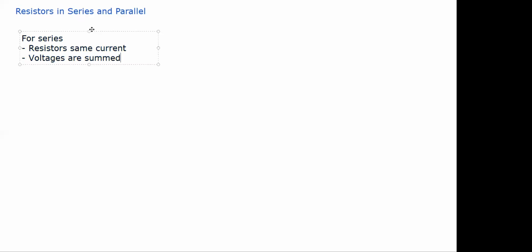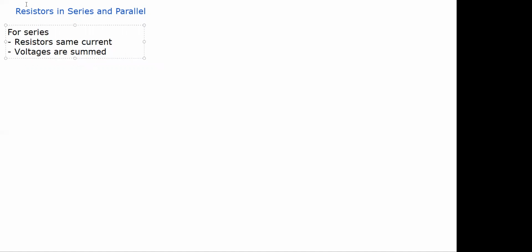So for series, this is what we saw. Resistors always have the same current, and their voltages, you add their voltages. So voltages are summed. Let me draw a quick picture about that, just by way of reviewing here.